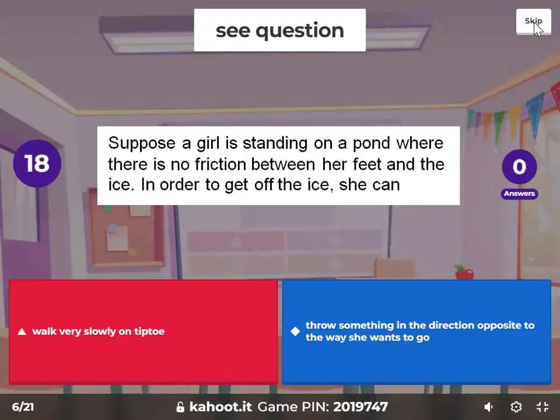Suppose you're standing on a pond, there's no friction between your feet and the ice. Sounds like the magic school bus. How do you get off the ice?